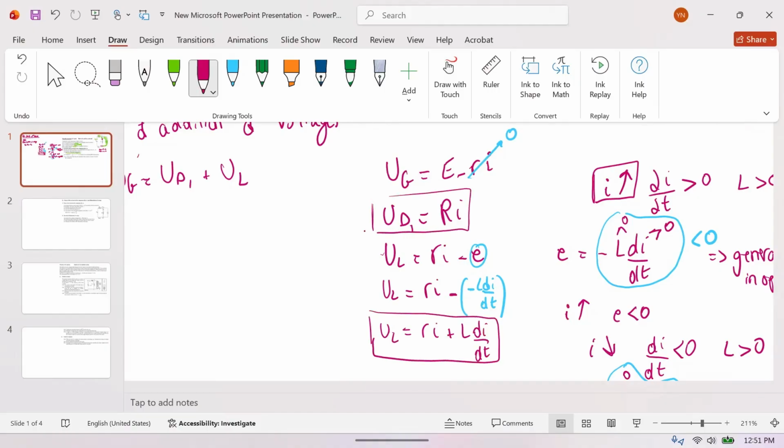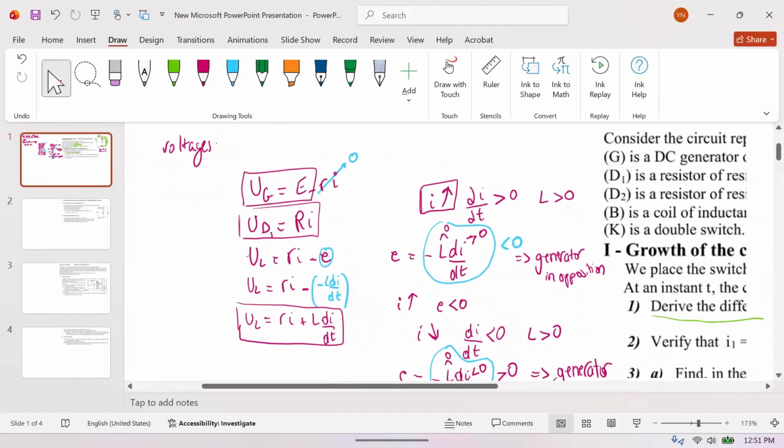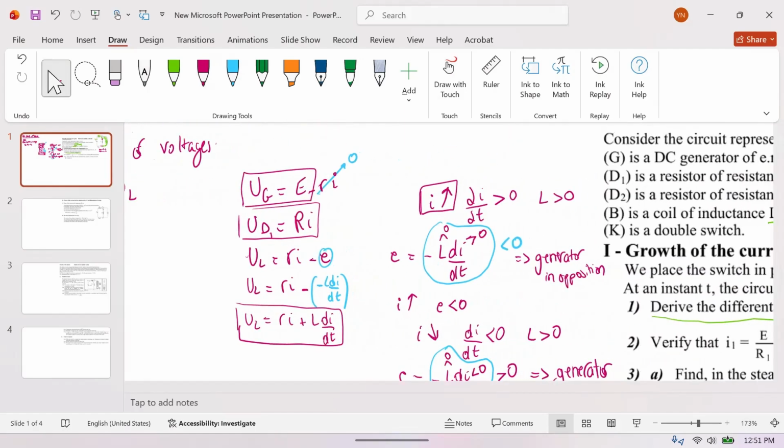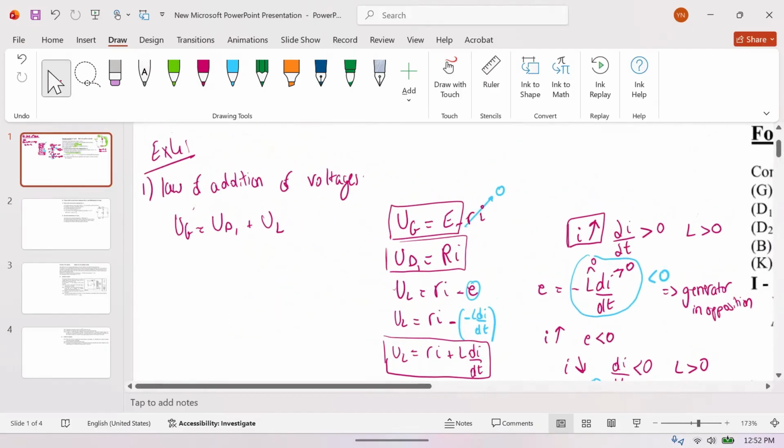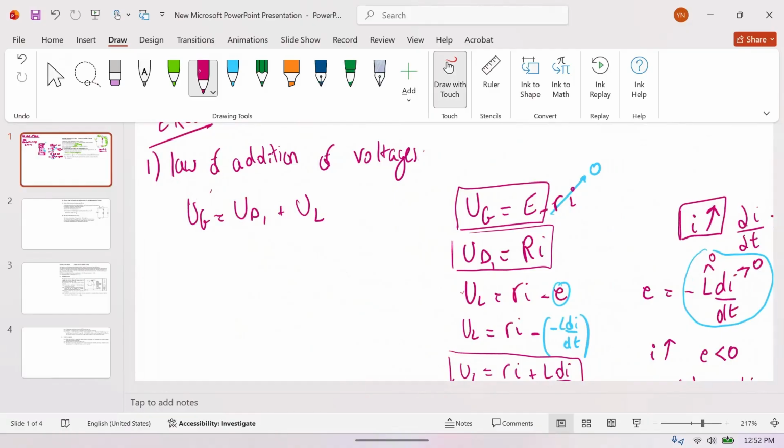I have the resistor in function of I, and I have the battery that has a constant value for its voltage. Okay, now, was there something that I have to mention here? No, I don't think so. So we will continue. I'll go back to my law of addition of voltages. I will write E equals UD1, Ri, plus UL, which is Ri plus L dI over dt. Now, one thing that I have to notice, which is Ri, the small Ri, the internal resistance of the coil.